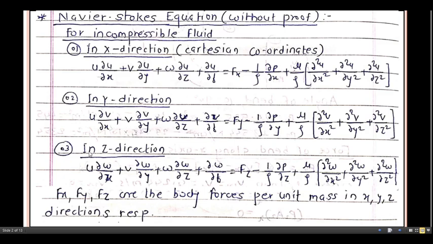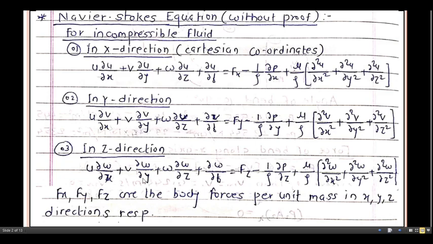Now what about the equation along the z direction? We can get it in this way. Only some changes will occur here. Instead of the previous v and u, we can just replace those terms by w, and along the z direction we change the body force in this way.